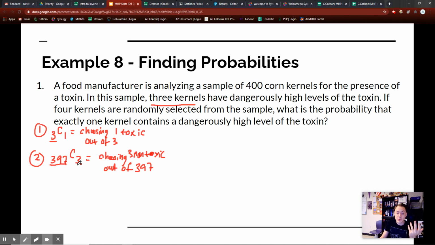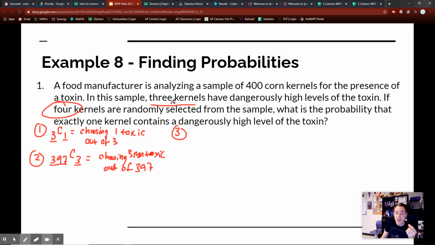There's 3 total kernels that are toxic, but I want to know what's technically the probability of choosing one of those toxic kernels. So now I start putting them all together, and this is going to be slightly my third step because I want to find the total. What's the total? Think about it. If we did 397 plus 3, that gives me 400, and then I'm choosing 4 kernels, but 3 of them are toxic.